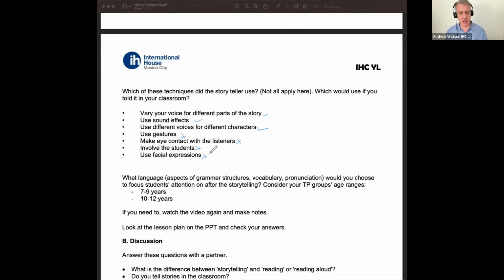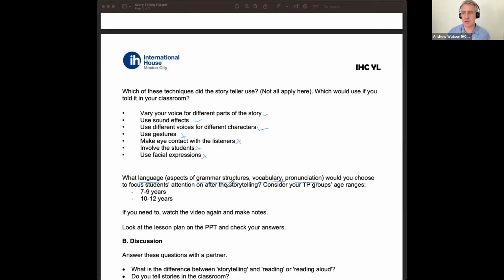But later I'll actually tell you a story, and you'll see some of these other features. But what we're really focused on today is the language. Which aspects of grammar structures, vocabulary, and pronunciation would you choose to focus students' attention on after the storytelling?